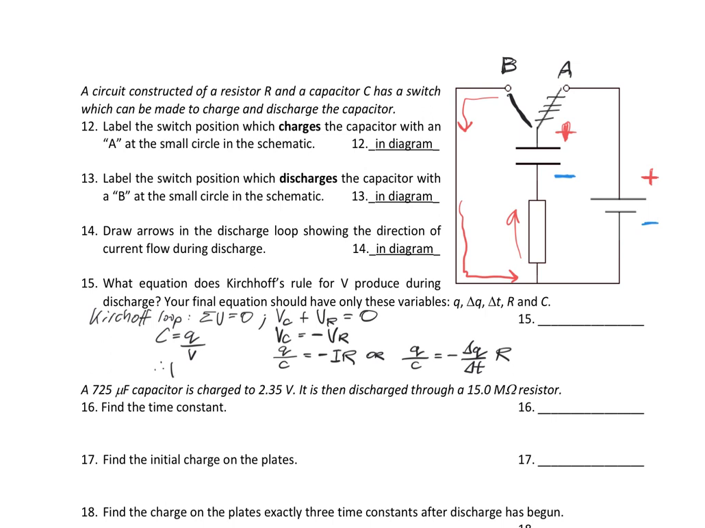Therefore, V is Q over C. That's where the Q over C is coming from, where C is the capacitance. And then, of course, V is IR, so the voltage across the resistor is IR. And I, current, of course, is change in Q over change in T. So we wind up with Q over C for the capacitor is equal to negative the current, negative the rate of change of charge, times the resistance value.